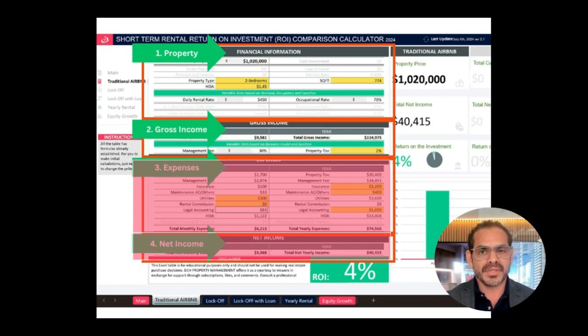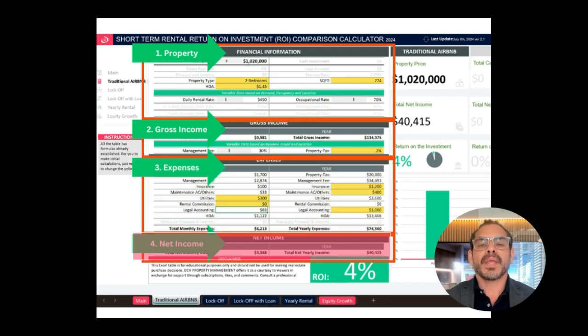The second section covers gross income per month and per year, calculated using the information from Section 1. Additionally, this section accounts for the property manager's fee, which in this case is 30%. Since the hotel is managing it for that rate, you can adjust this value up or down if a different manager charges less or if you manage it yourself. This section also includes property taxes, calculated at 2%, which is what banks use for their calculations.